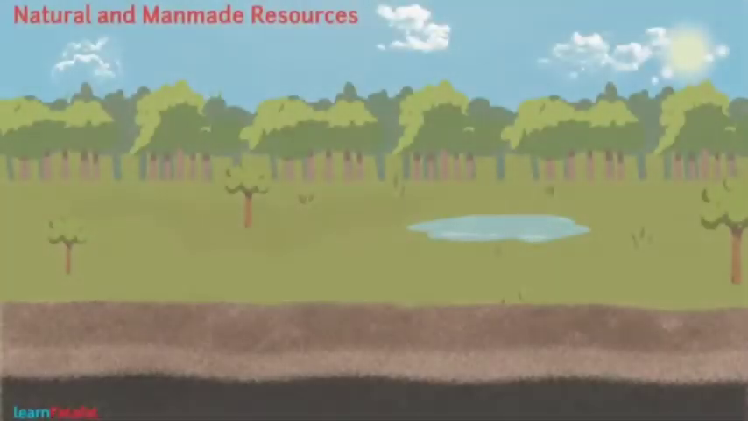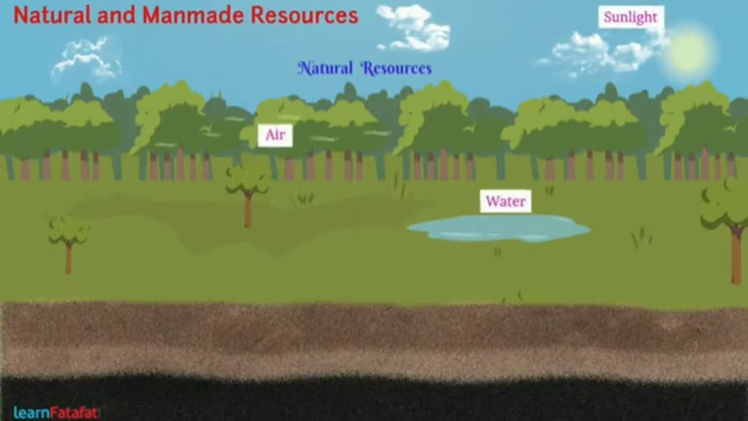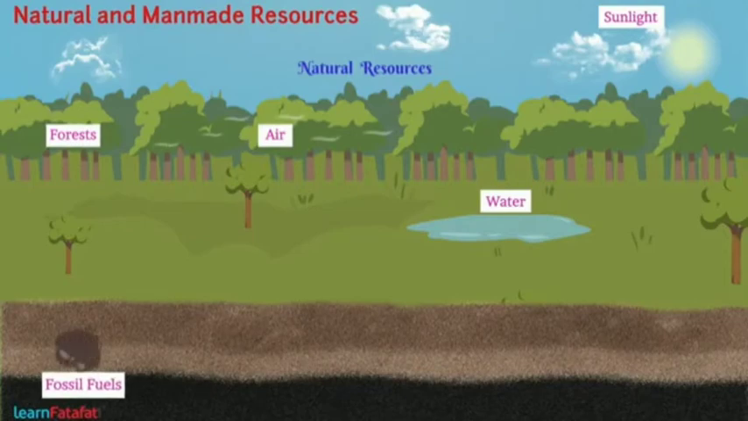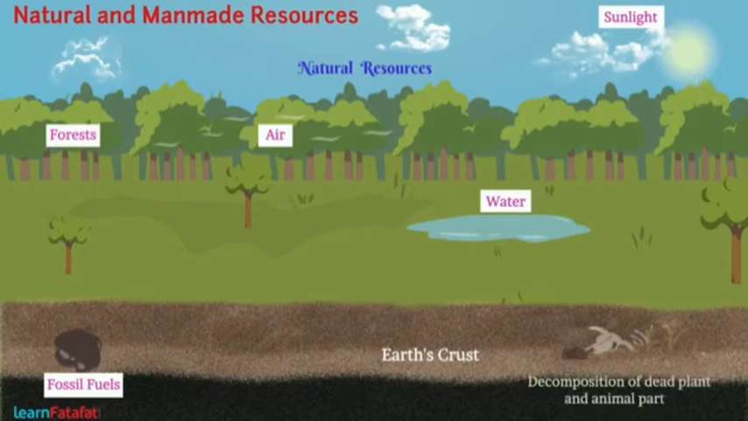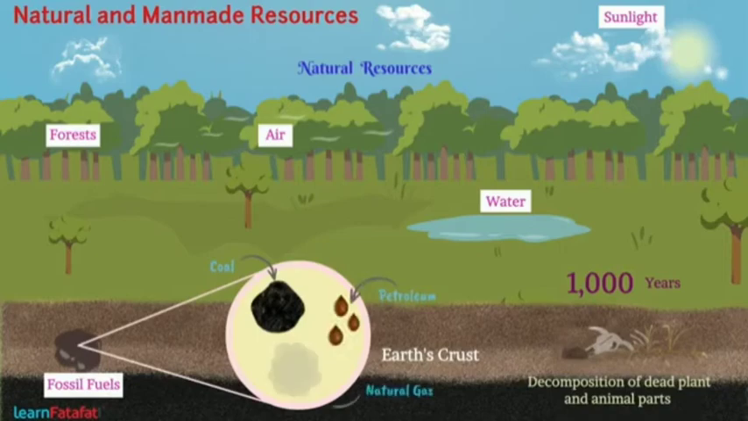In a surrounding, we find different things. Things we obtain from nature are called natural resources, such as sunlight, air, water, forest, and fossil fuels, which are obtained from Earth's crust. Fossil fuels are produced by decomposition of dead plants and animal parts buried deep in Earth's crust. This process takes thousands of years. Such fuels are coal, petroleum, and natural gas.